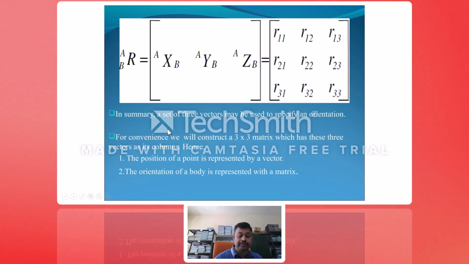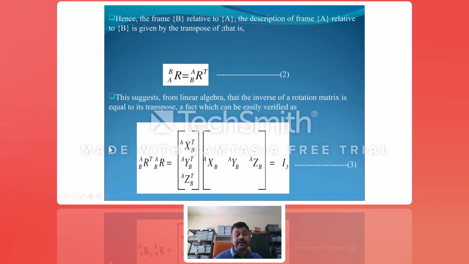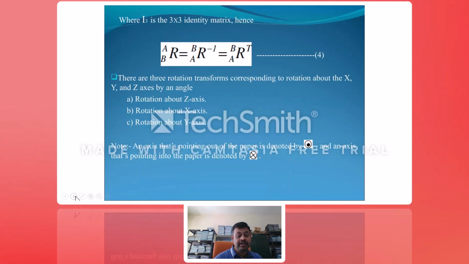Next, for our convenience, we construct a 3 by 3 matrix. The position of the point is represented by a vector, and the orientation of the body is represented by the matrix. Here B relative to A is given, and these are the equations they are giving. So this is the inverse rotation of the matrix. We are going to talk about the inverse rotation later.